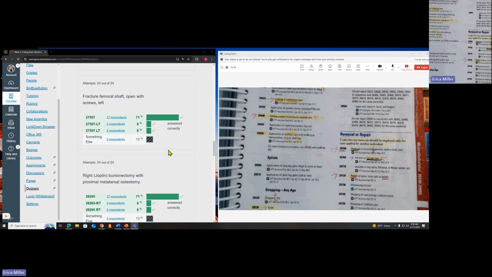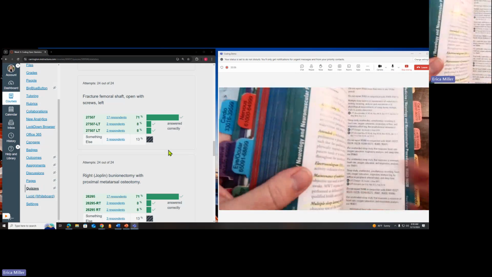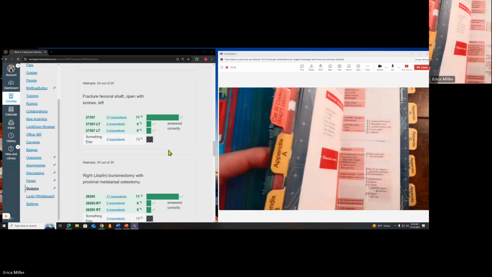And then we got details. We got open and screws. So we know it was an open procedure. They repaired it with some type of screws. So let's go over and start by reviewing fracture.